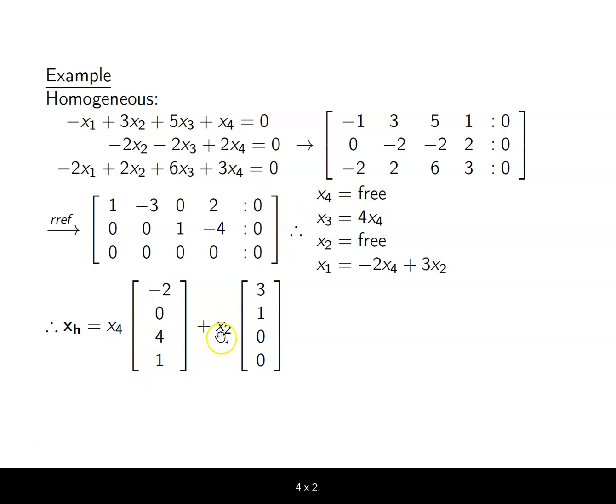For x2, it's the same deal. I have 3 of them in the x1 position. It itself exists, and then x3 and x4 do not have any x2s present, right? So that's how we write this as a linear combination for my homogeneous solution vector.